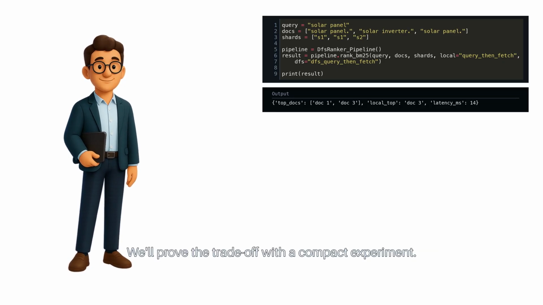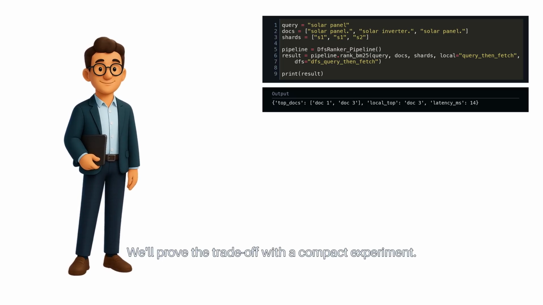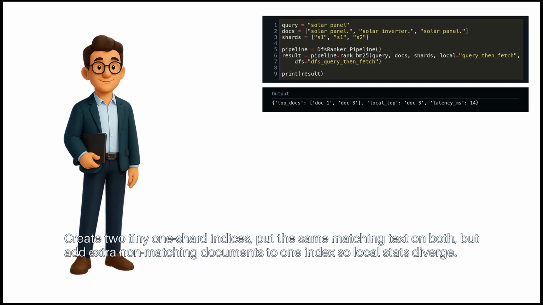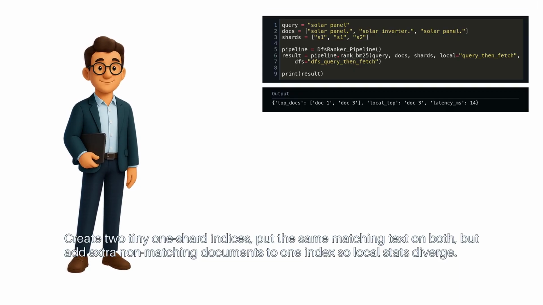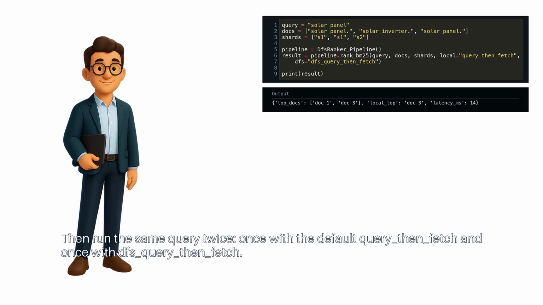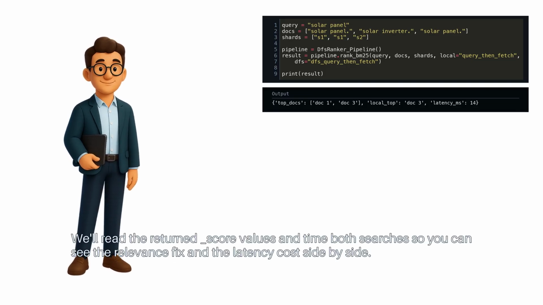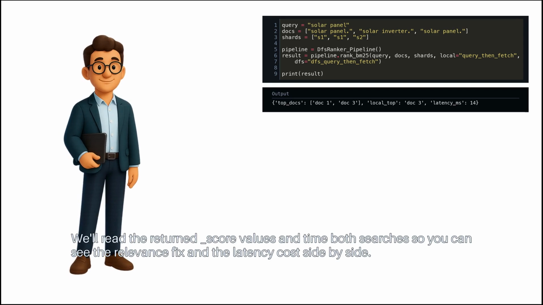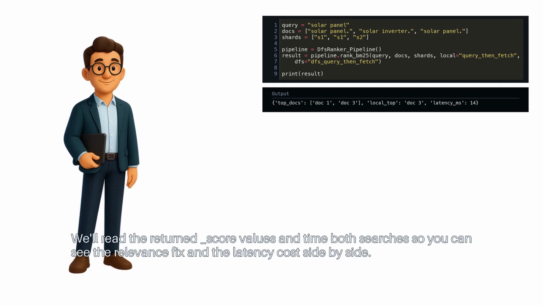We'll prove the trade-off with a compact experiment. Create two tiny one-shard indices, put the same matching text on both, but add extra non-matching documents to one index so local stats diverge. Then run the same query twice, once with the default query then fetch, and once with DFS query then fetch. We'll read the returned underscore score values and time both searches so you can see the relevance fix and the latency cost side by side.